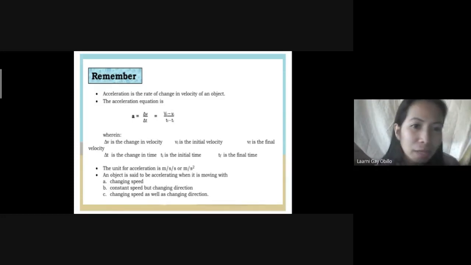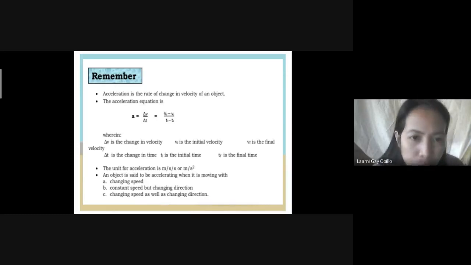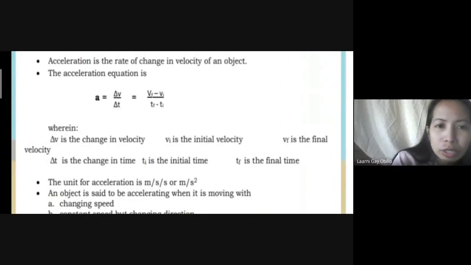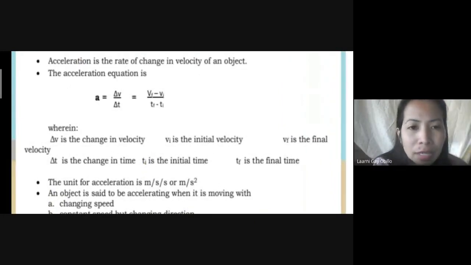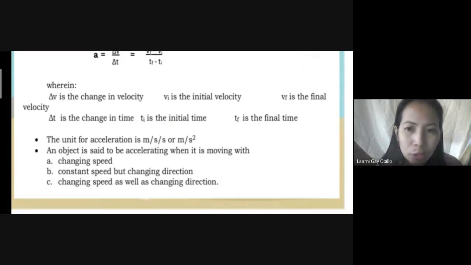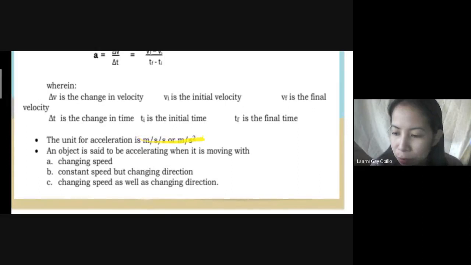So let's proceed with the things to remember for this module. Always remember that acceleration is the rate of change in velocity of an object. The acceleration equation is a equals change in velocity over change in time. It is also equivalent to final velocity minus initial velocity divided by the change in time. And the unit for acceleration is meter per second per second or meter per second squared. This is one.